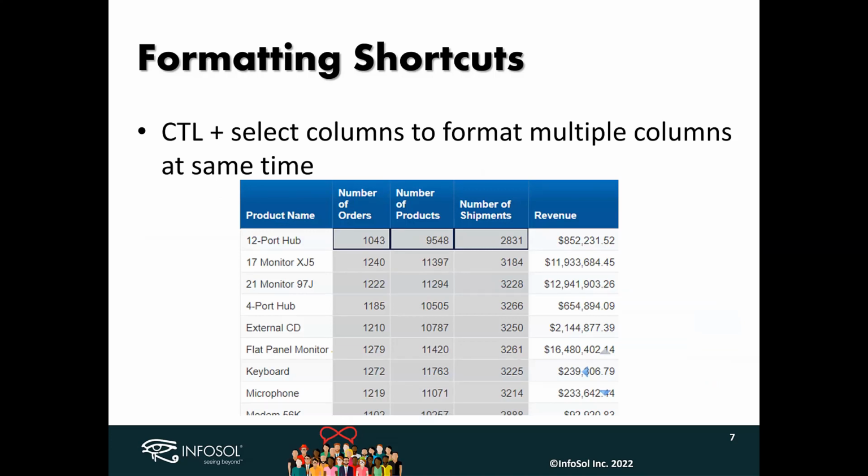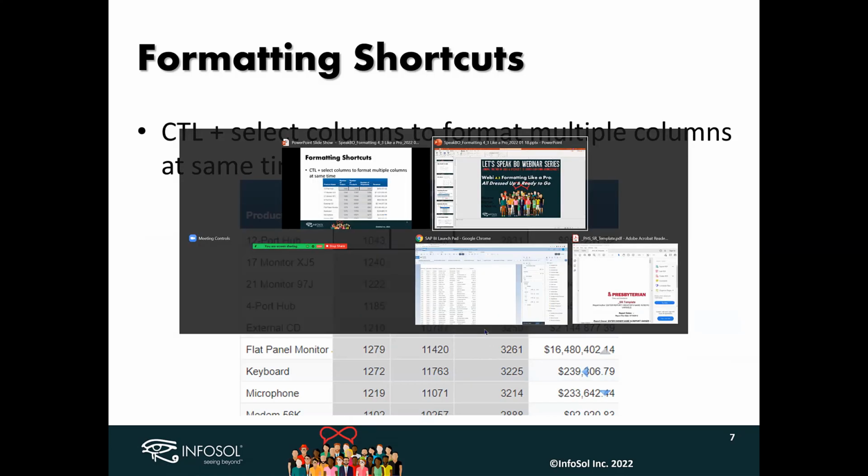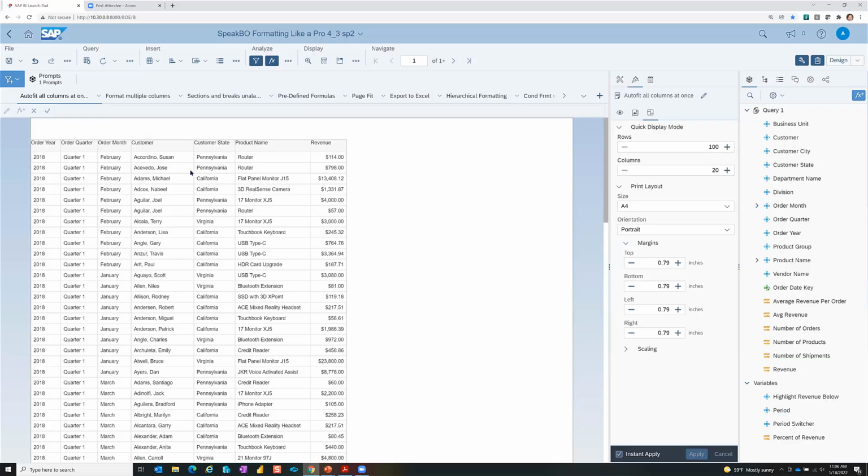Using your control key, we can apply the same formatting to the columns at once. So in this table example here, I have 3 columns that all need the thousands separator. I could select all 3 columns at once and apply that rather than applying the format individually. Okay, so I have an example of that in here as well, on this tab here.